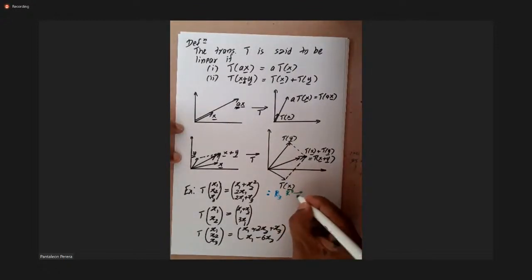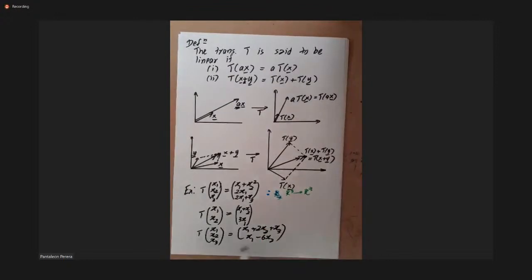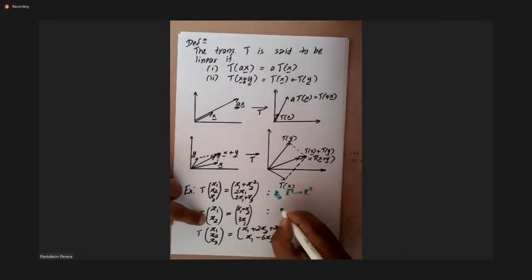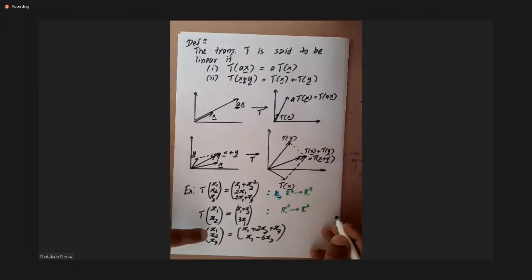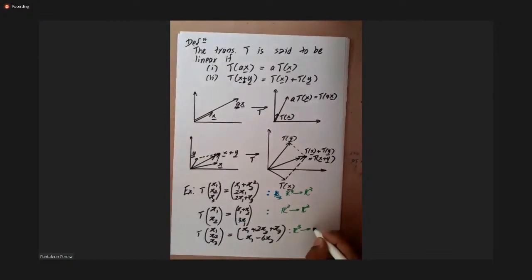R3 to R3. Sorry about the earlier one, it was wrong. Now, the second one, there are two pieces here. So, R2 to R2. This one is a three-dimensional vector, R3, and there are only two pieces here, R2.